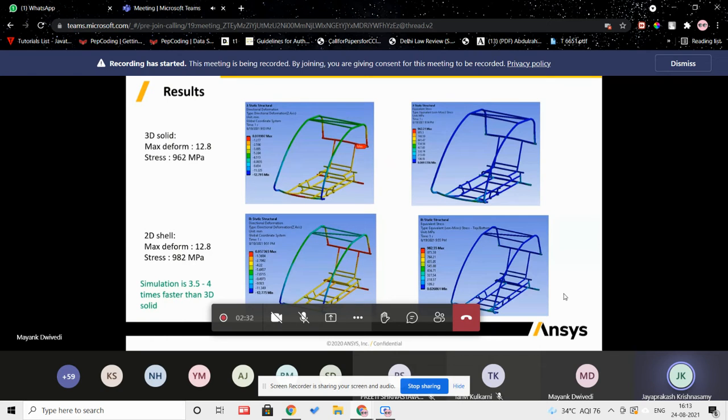Similarly, in terms of stress, we have a stress of 962 MPa in the shell mesh and approximately the same in the solid mesh. There will be a minor difference, but it is approximately the same, within plus or minus 5% or the engineering standard, so we are not compromising on the results. At the same time, we are speeding up the simulation by almost 4 times.